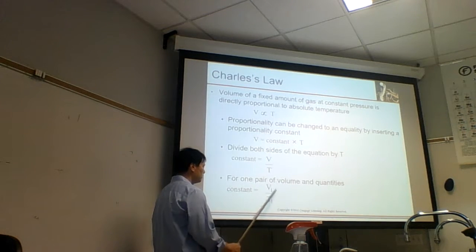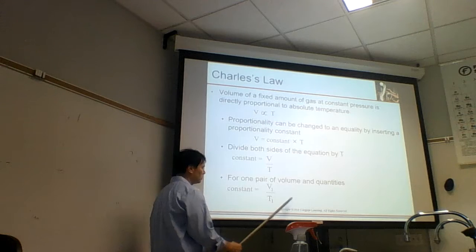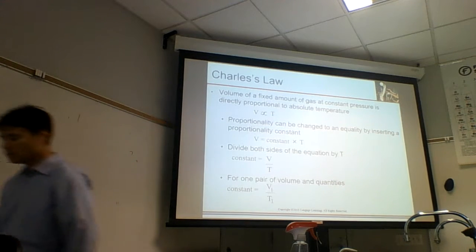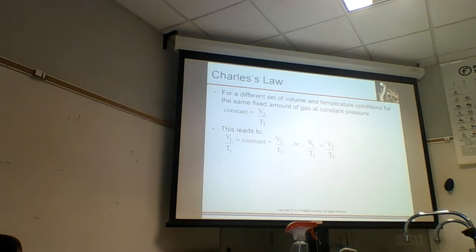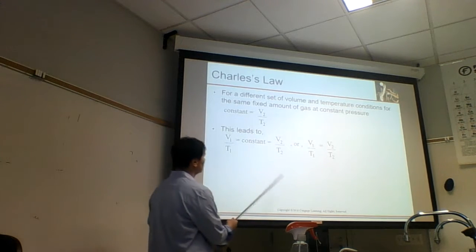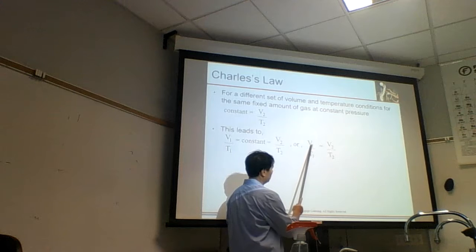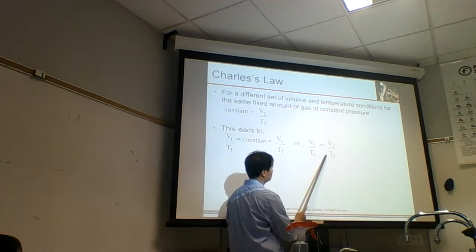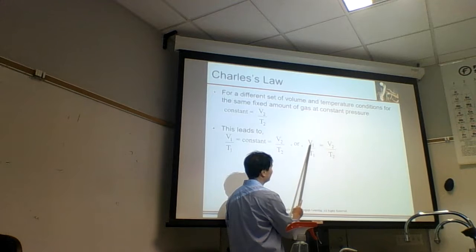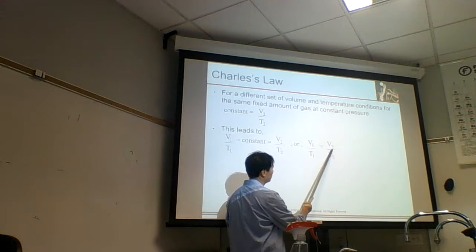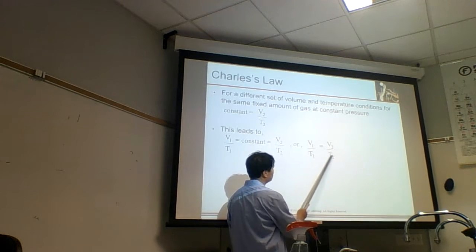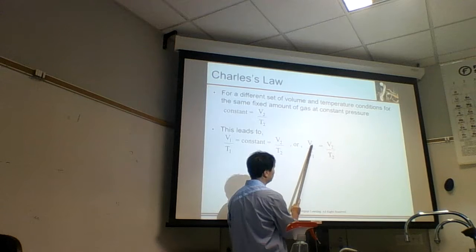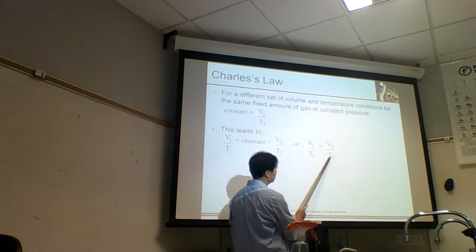And so if we have a fixed gas sample and we change one or the other, then the ratio should still be the same for a fixed amount of gas. And so we get this in mathematical form. Since the ratio of volume to temperature is constant, then we can take one set and equal it to a second set. So if we double the temperature, what's going to happen to the volume? It doubles. And so we could figure it out based on one set versus the second set. And so this is Charles' law in mathematical form. V1 over T1 is equal to V2 over T2.